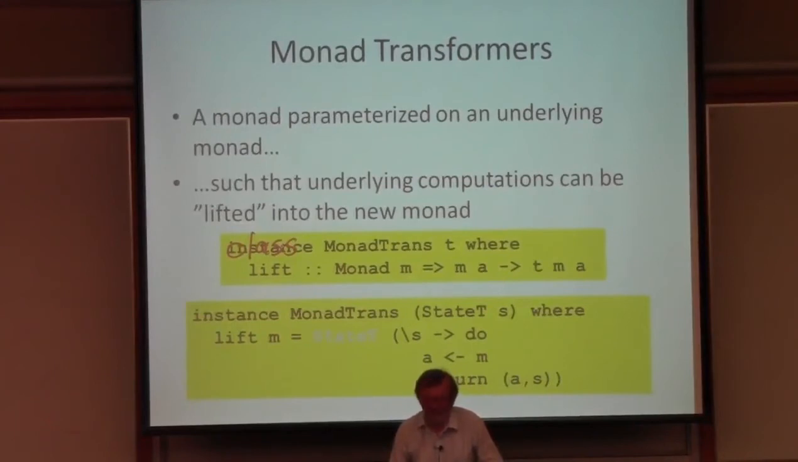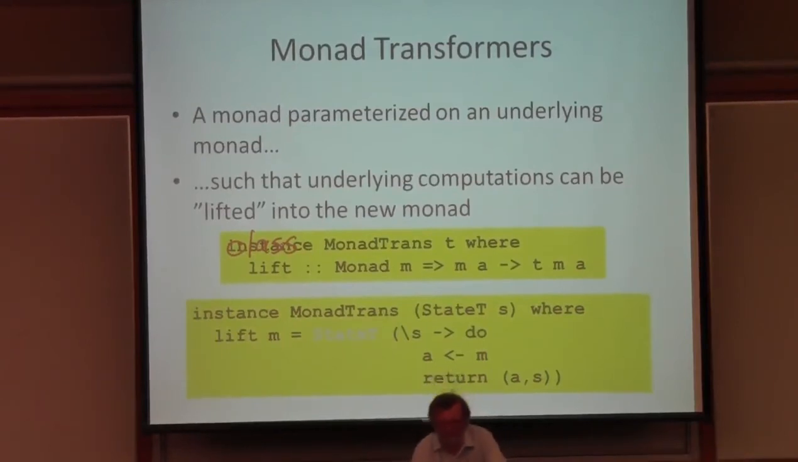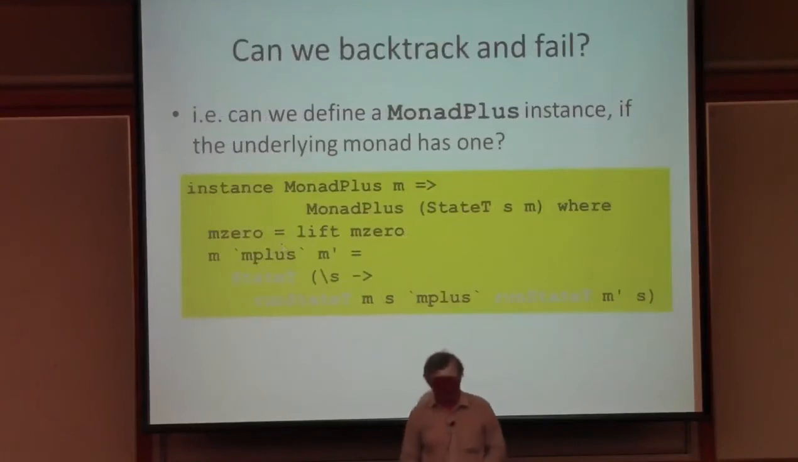That T of M of A is a monad? Well, you don't. So the type checker will not require you to restrict T so that T of M is a monad. But in the cases where you're going to use it, it will happen to be, and the type checker will notice that. Yes. Okay.